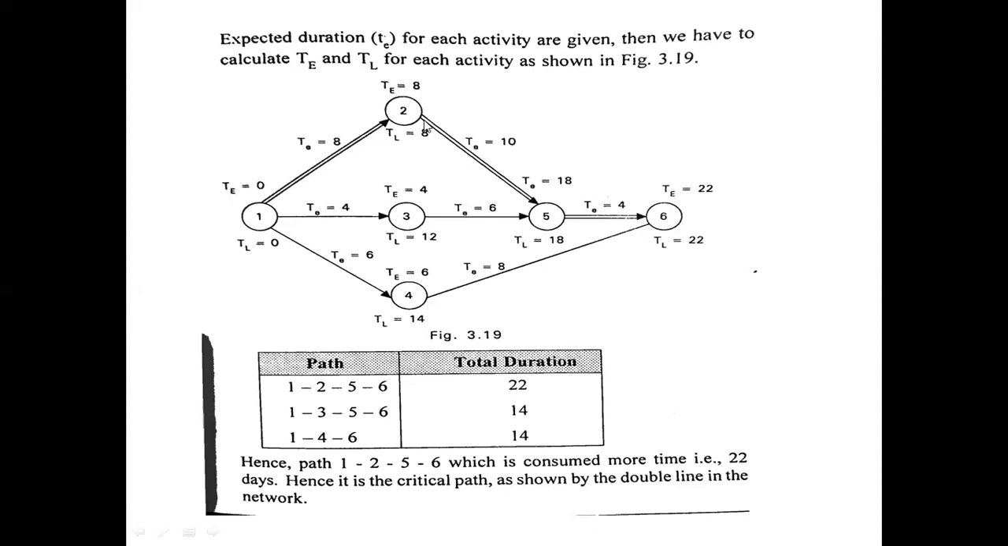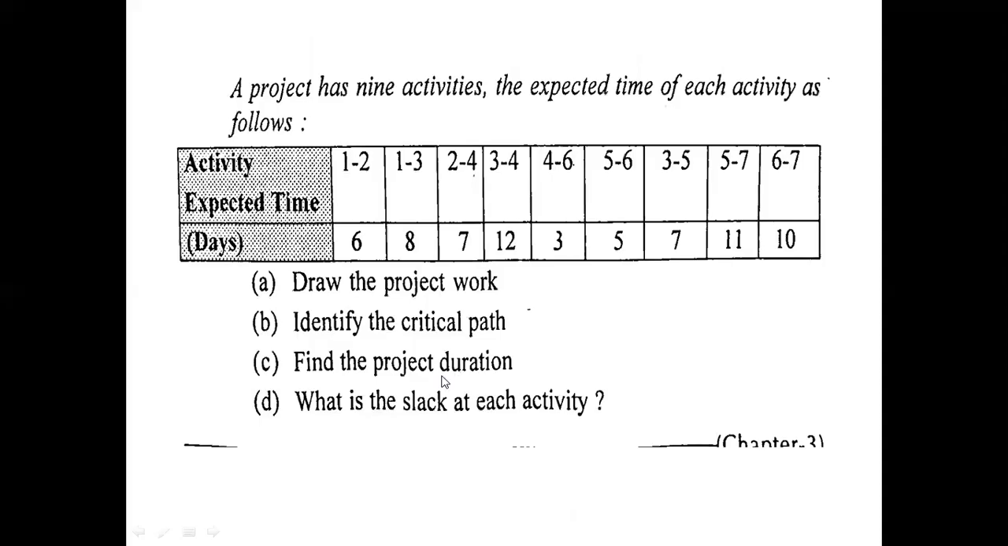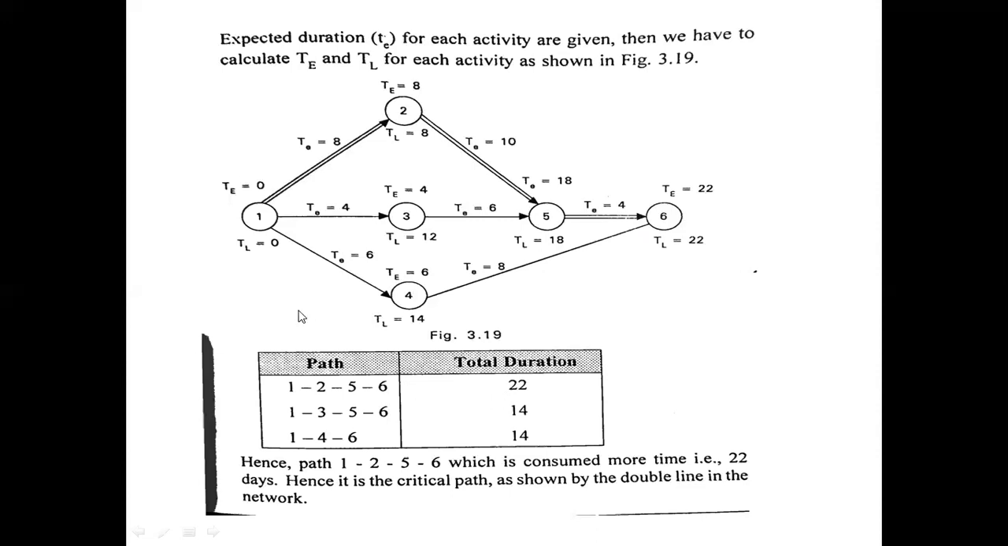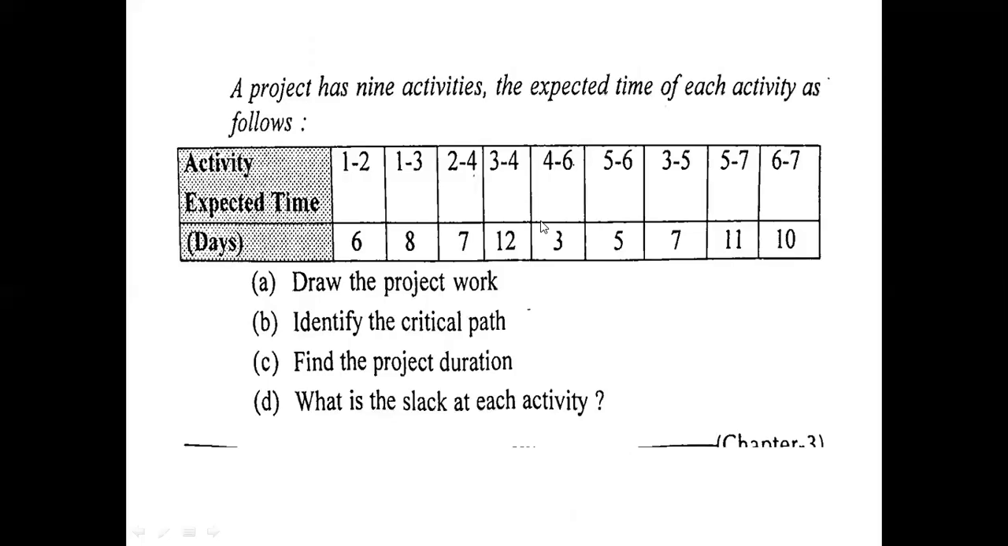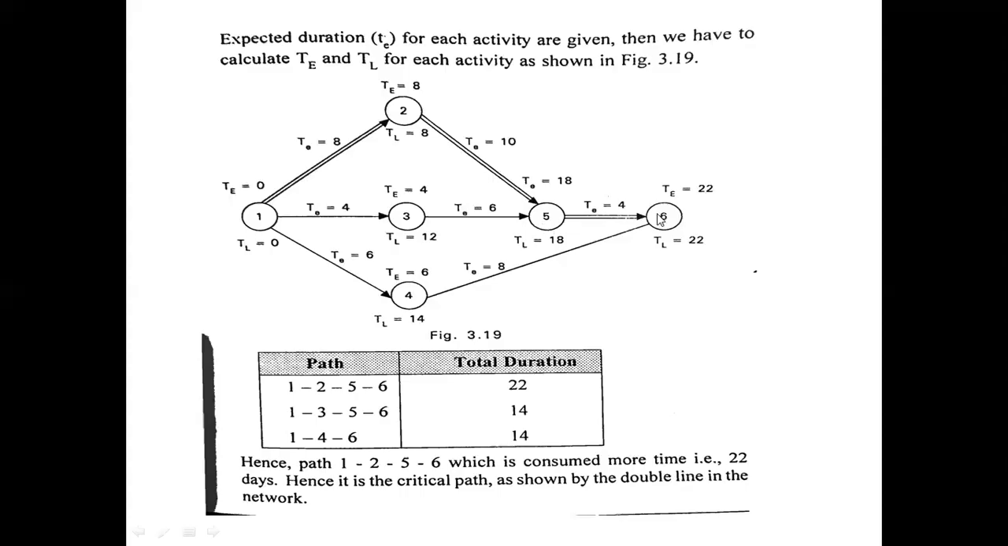See here: the path 1, 2, 5, 6 has a duration of 22. Then 1, 3, 5, and so on. In total we have three paths in this: 1, 3, 5, 7; 1, 4, 5; and 1, 4, 6. In this path, 4 plus 6 plus 4 is 14. Again here, 6 plus 8 is 14. And 8 plus 10 plus 4 is 22.